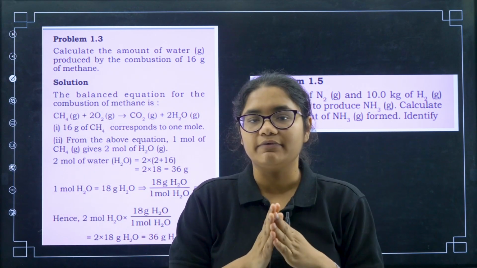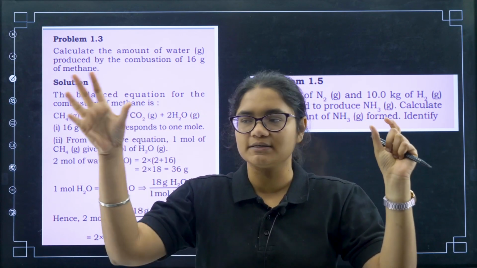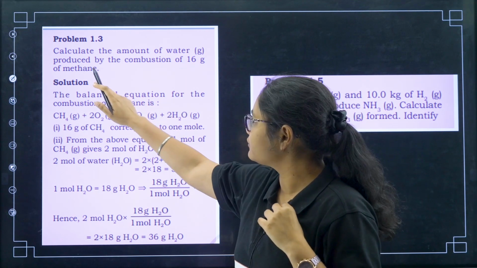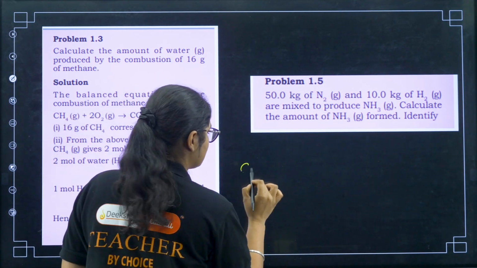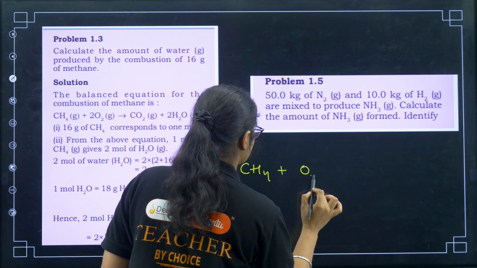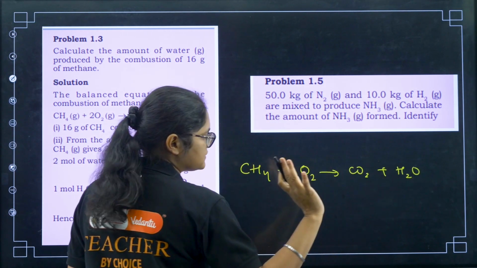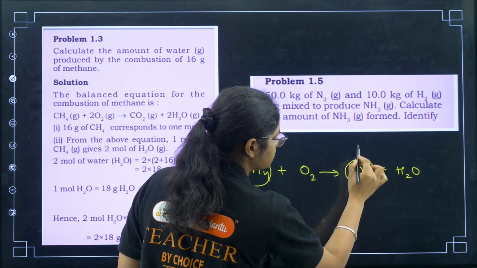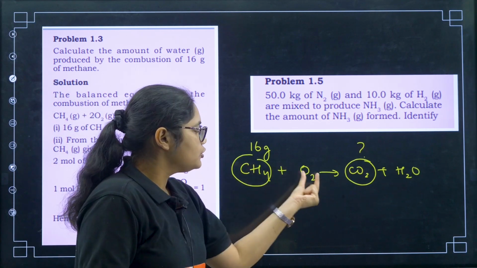In one type, the reactant is given and the product is asked, that is, how much product will be formed. For example, calculate the amount of water produced by the combustion of 16 gram of methane. Here I have CH4 plus O2 gives CO2 plus H2O, so you have to balance the reaction. We have been given 16 gram of methane and we are asked for the carbon dioxide and water.